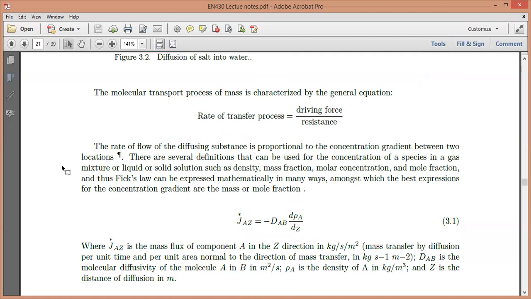Is anyone able to tell us the difference between mass transfer and molecular transport? Come again? The difference between molecular transport and mass transport.